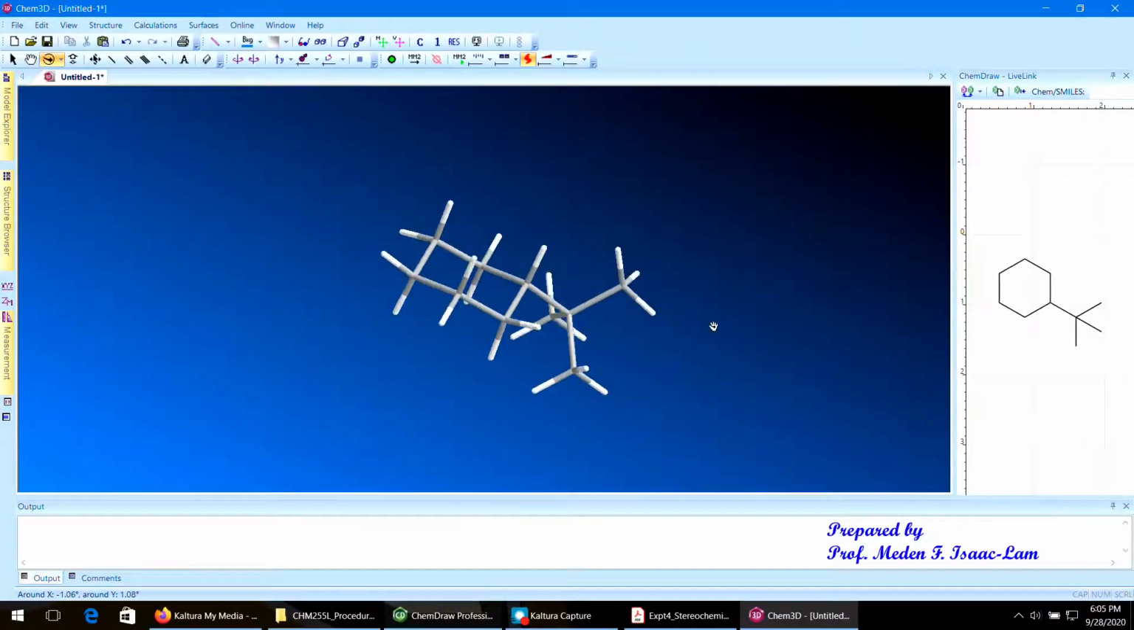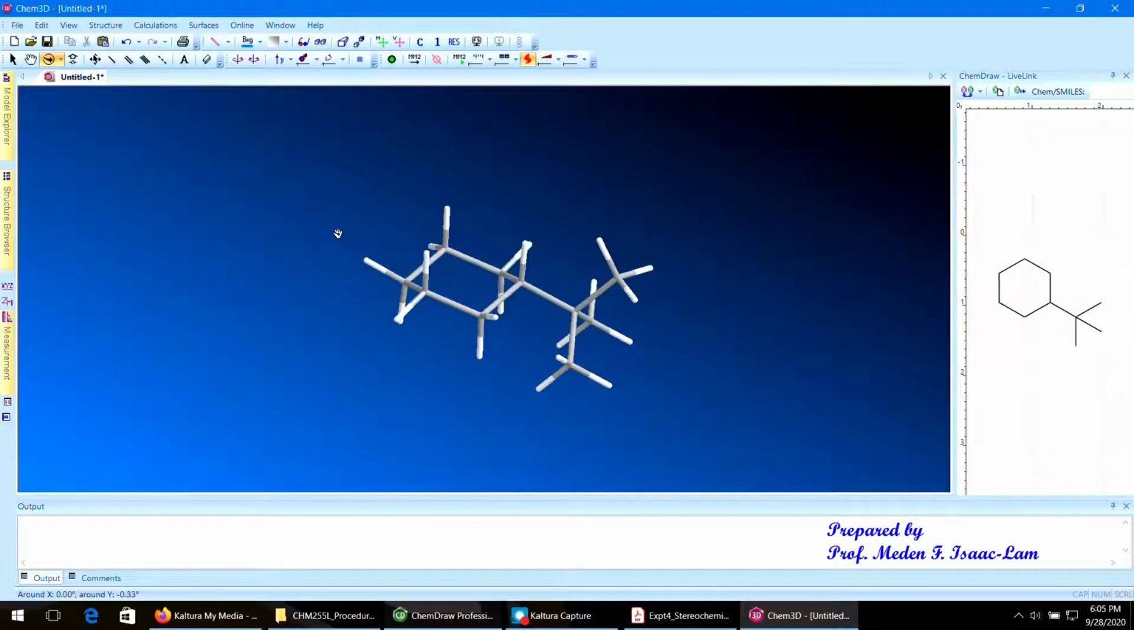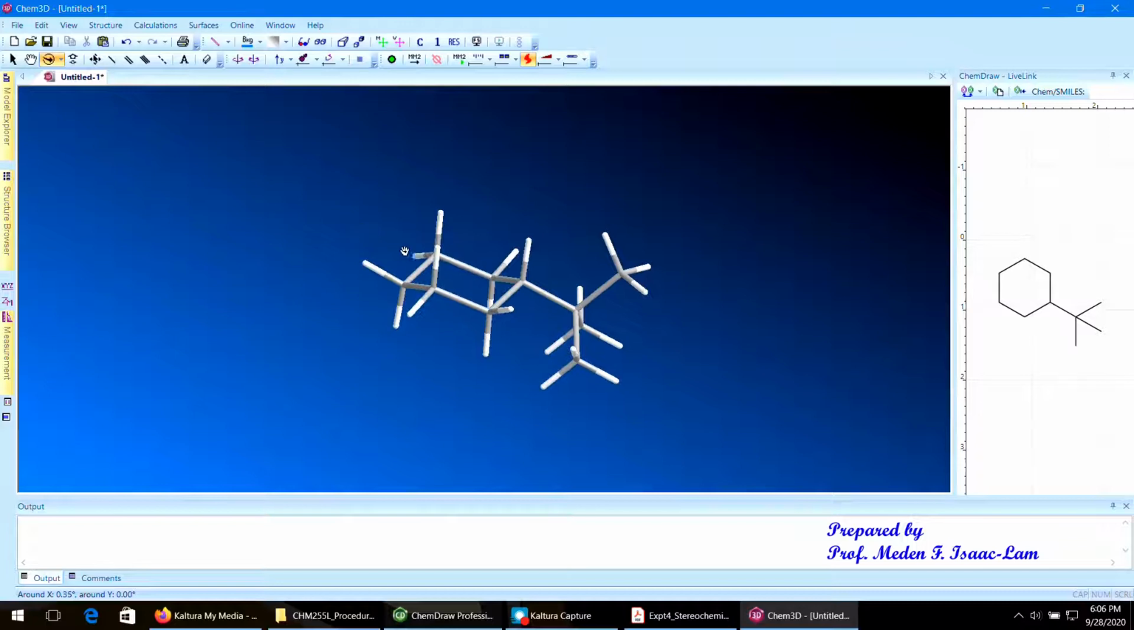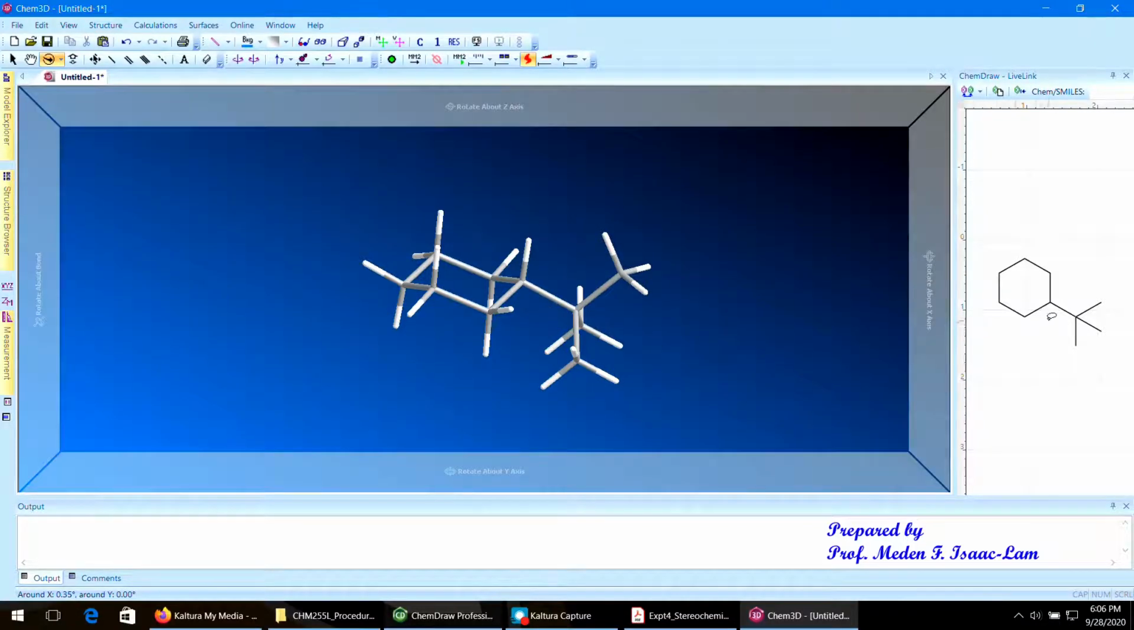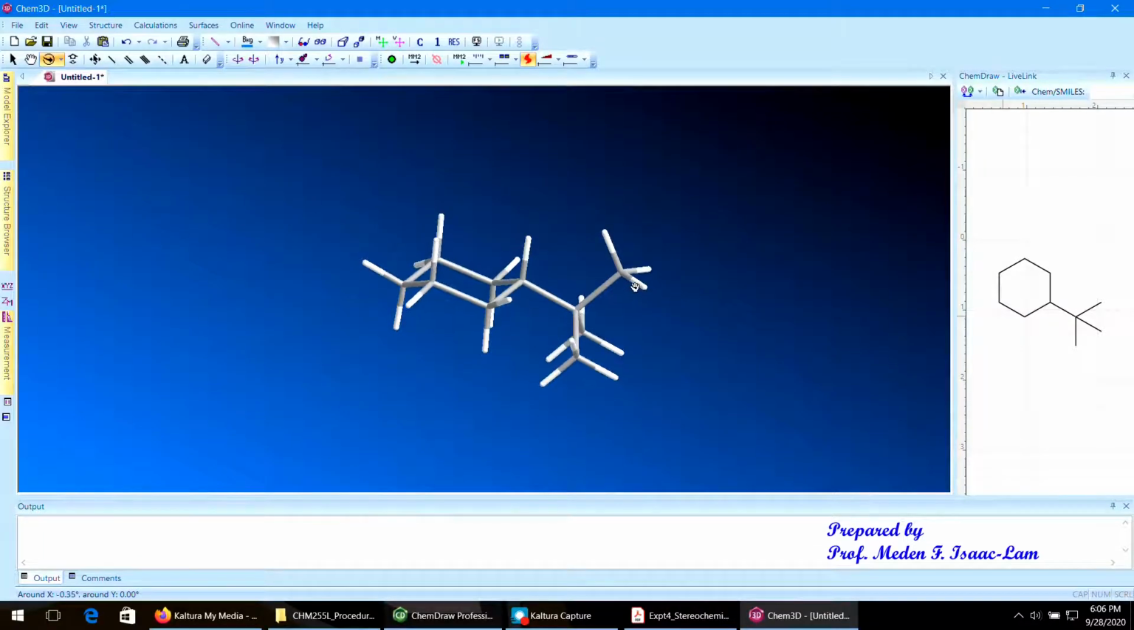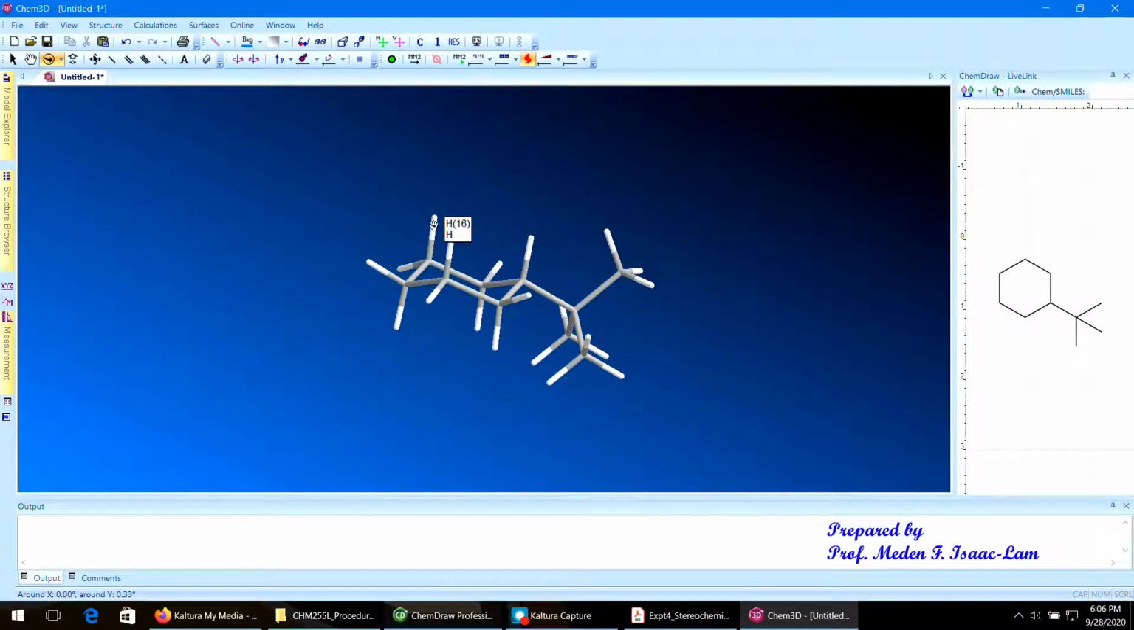Okay, so now you can see, I have a chair. This is the chair. And then I have equatorial, axial, axial, axial, equatorial. This is the tert-butyl substituent, and then you can see the H's, up, down, up. So down, up, at the back, down, up, equatorial, up, down, up, and then down, and then up, down.